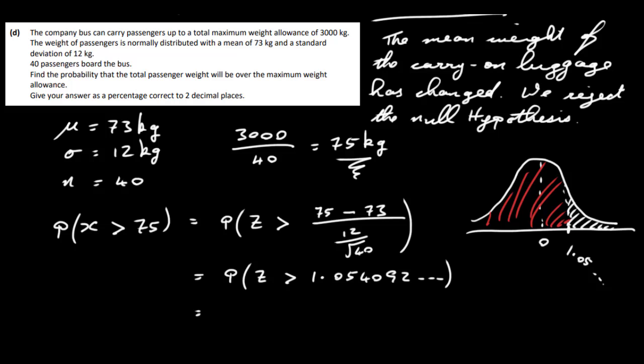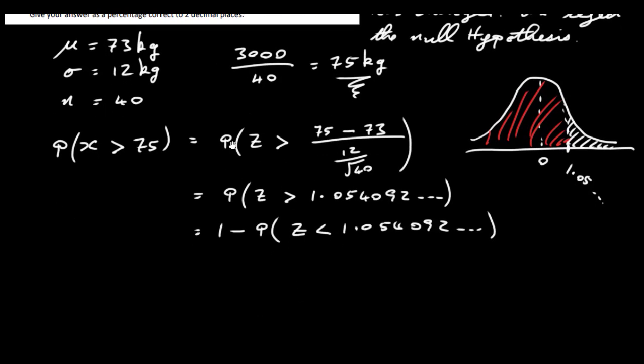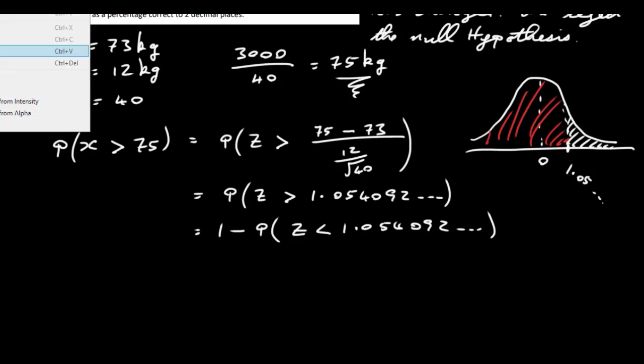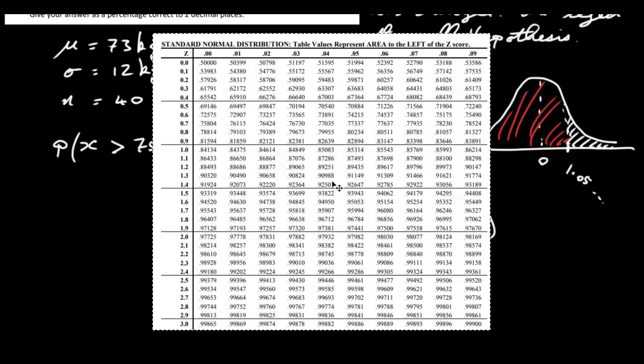So this, in other words, is going to be 1 minus the probability of z being less than 1.054092. So this is what we're going to look up. Let's just grab our tables again. So we've got to look up 1.05. Well, there's 1.0. Let's go out to 5.